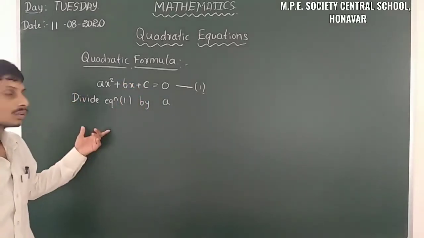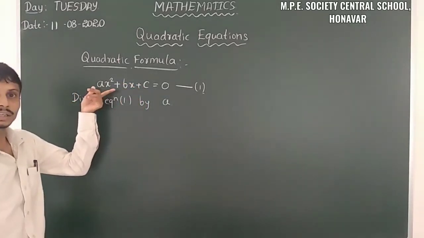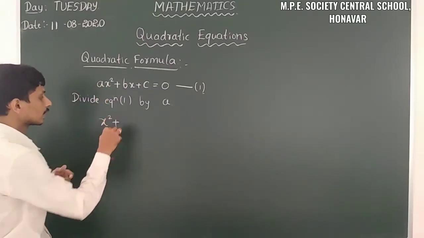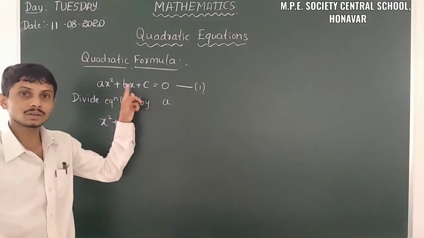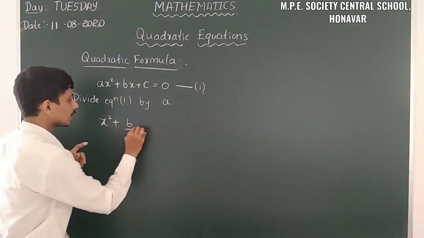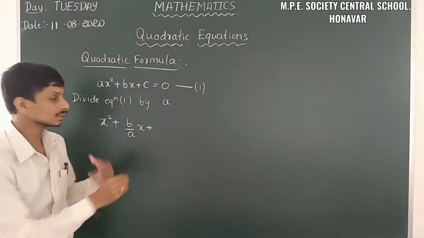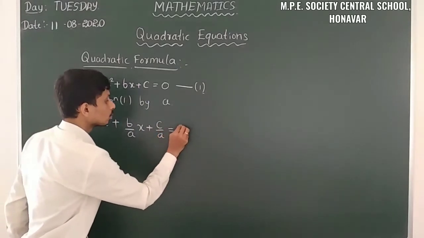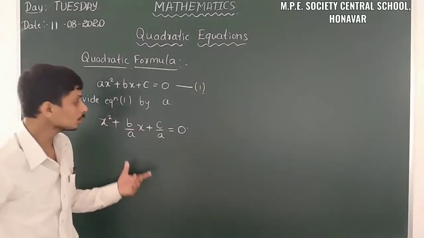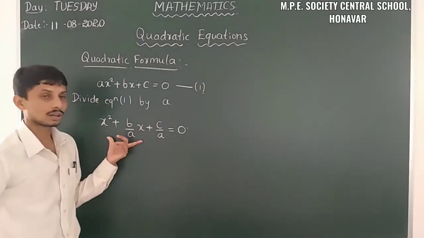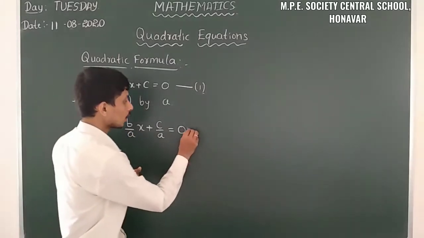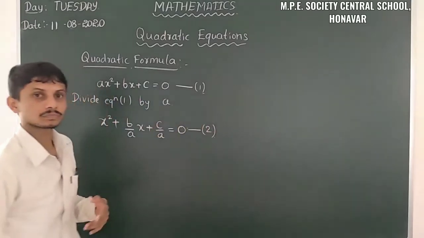What do we have? When we divide ax square by a, it becomes only x square. Then bx divided by a becomes b by a x. Then c by a is equal to 0. Then we take the first two terms of this equation and convert them into the form of a completing square. I will take this as equation number 2.